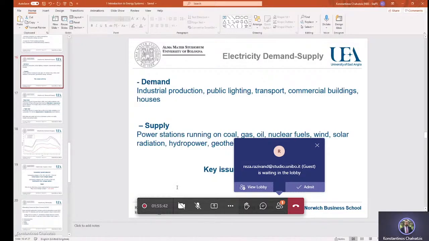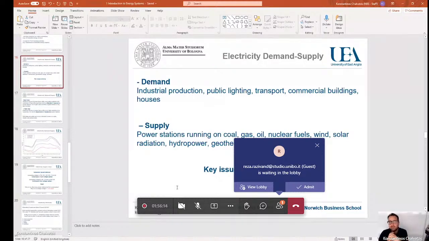So let me go back here then. Supply is the other side where we're thinking of electricity production. And that is typically power stations running on coal, gas, oil, nuclear, wind, solar radiation, hydropower, geothermal, biomass, whatever. So there's a production of electricity side. And we bring these two together through cables. We connect supply and demand through cables.